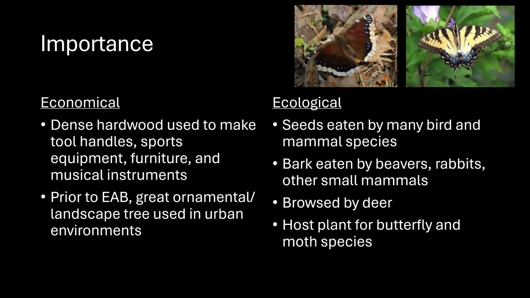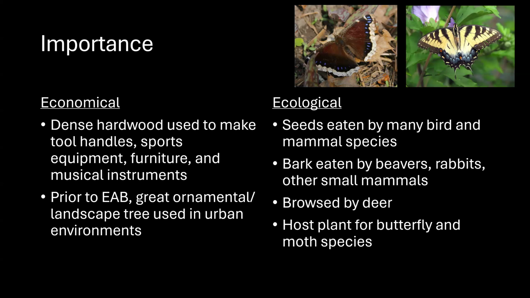For ecological importance, it's very much the same with a lot of our other tree species. The seed pods and the seeds themselves are eaten by many different bird and mammal species. The bark is eaten by a lot of our mammals, our beavers, our rabbits. Commonly, these trees are browsed by deer, for good or bad, whenever we think of deer browsing, but deer do use it quite a bit as a food source.